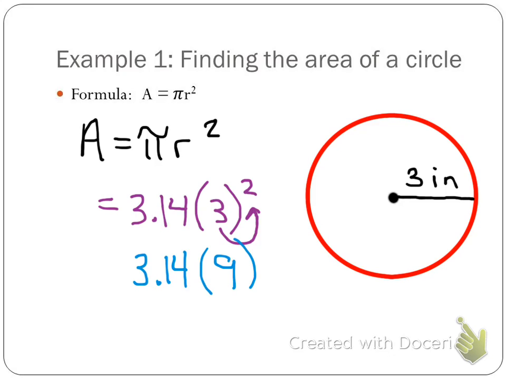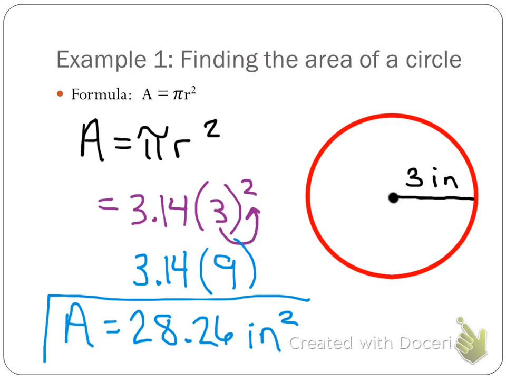In your calculators, what do you get for area? Area equals what? Very good. It's going to be 28.26 inches squared. Remember, anytime you're finding area, and in this case we're finding the area of a circle, you need to square the unit. All right, any questions on example 1?